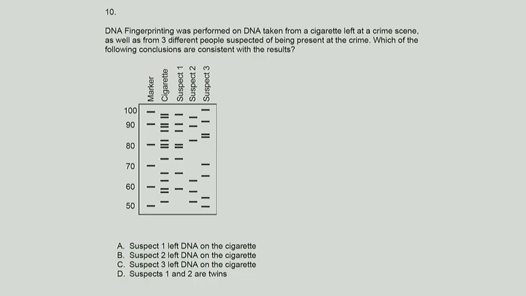Clearly, the cigarette has way more bands. It looks like there's probably a mixture. You've amplified more different DNA. And then what about suspect 3? No, right? Suspect 3, none of their bands, or very few of their bands, align with what's on the cigarette. And if their DNA was on the cigarette, you would see every band present on them also on the cigarette. You might want to rerun that, right?